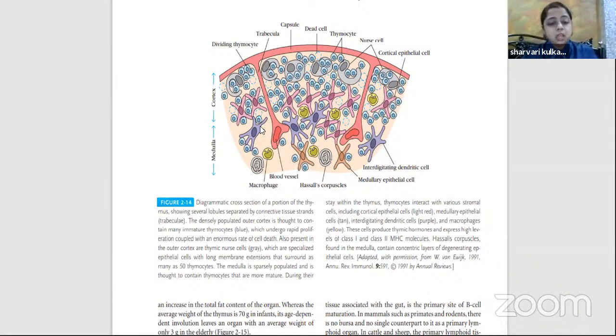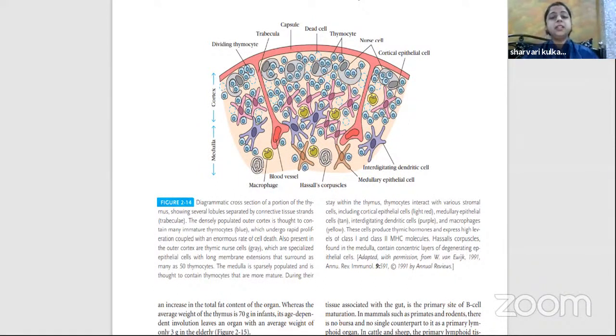Here you can see the medulla is sparsely populated with thymocytes that are more mature. Also, in this region, thymocytes interact with different types of cells, like you can see in this purple color, cortical epithelial cells, also medullary epithelial cells and interdigitating dendritic cells. These cells are highly specific, or they can produce class 1 and class 2 cells, macrophages.